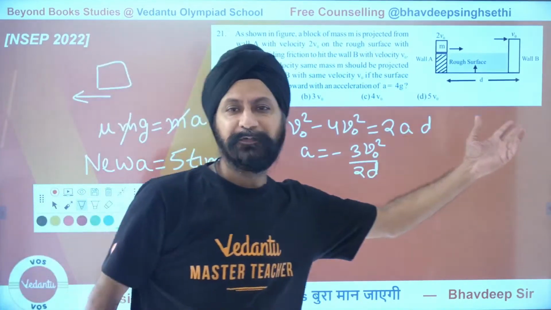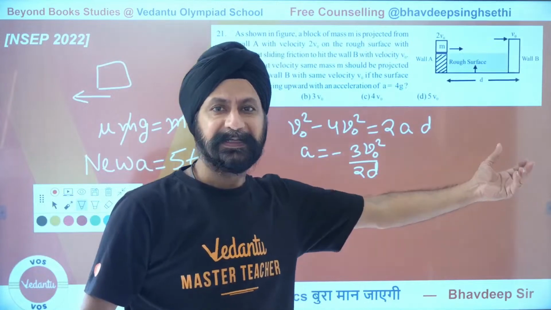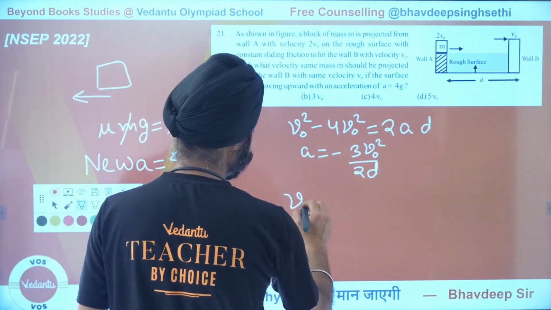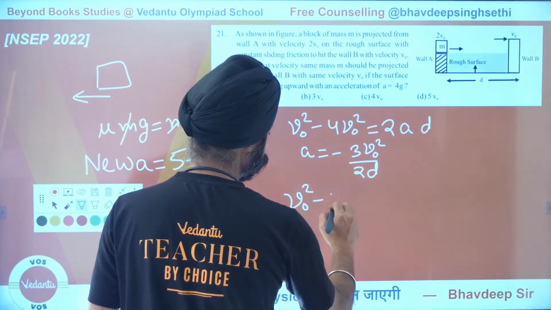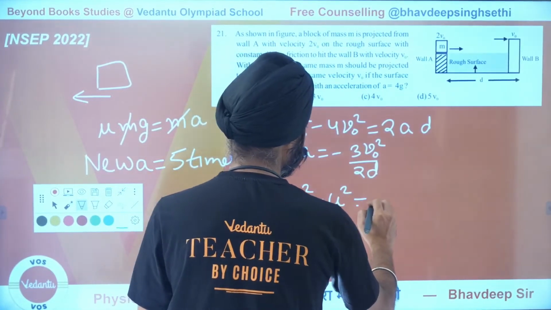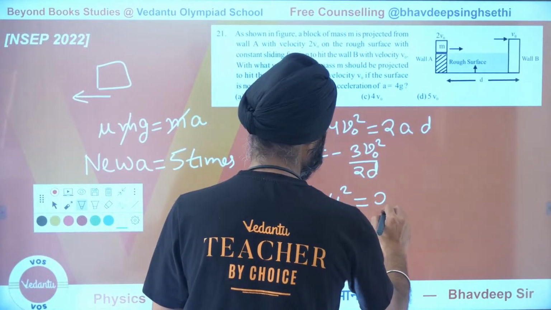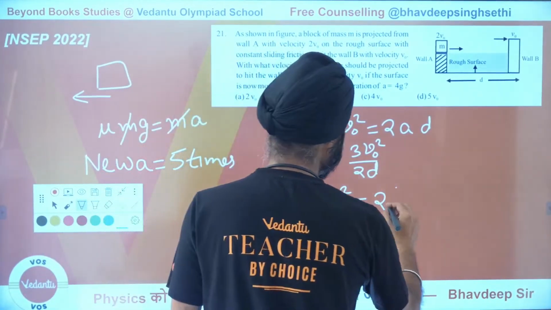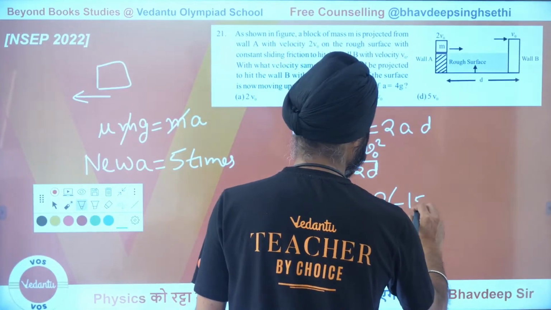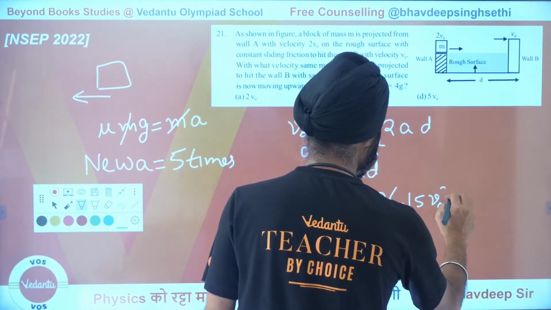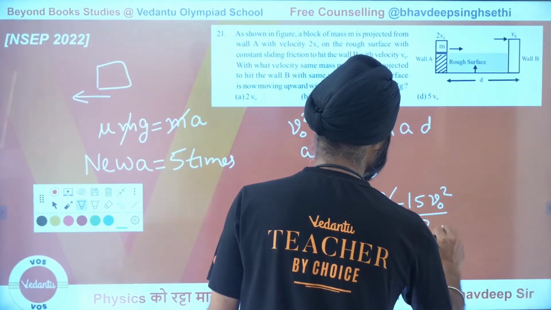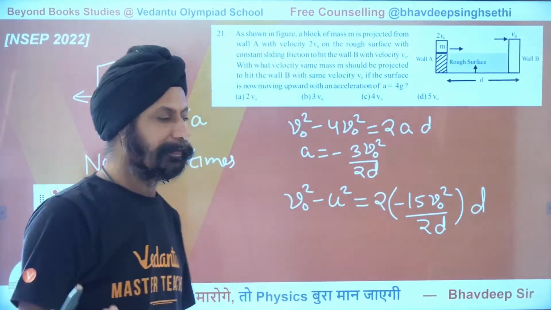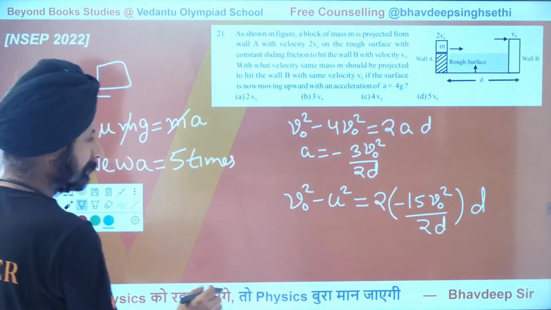I still want the velocity to be v naught when it reaches there. So what is the initial velocity? Let's find out. The final velocity should not change. Initial velocity I have to find, that should be equal to 2 times acceleration. Acceleration is negative of 15 v naught square by 2d, that's the acceleration or retardation, times d. D is still d.